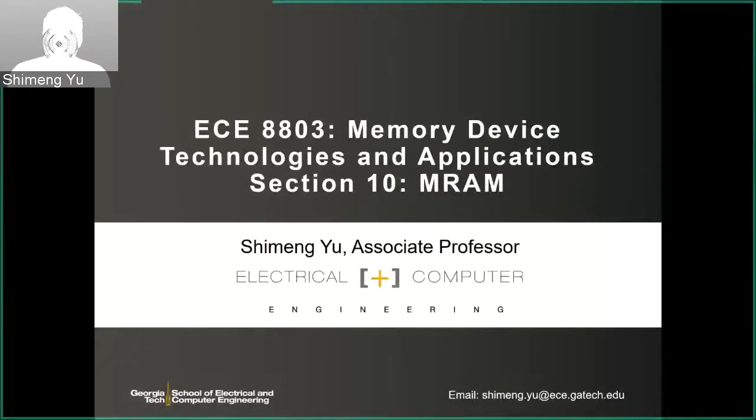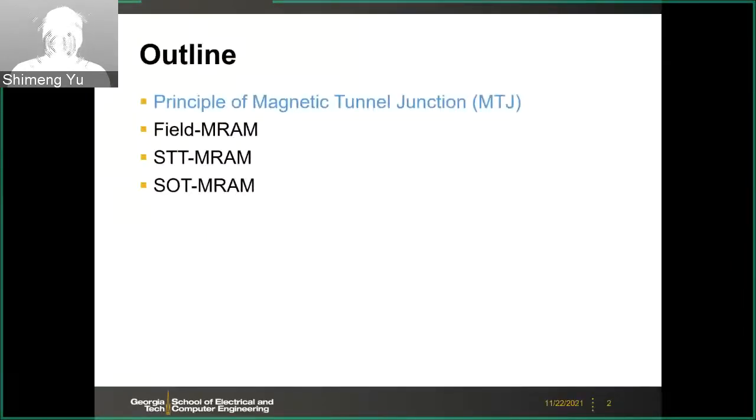We're going to discuss MRAM, magnetic random access memory. This is one of the emerging non-volatile memories. First, we will discuss the principle of the MTJ, magnetic tunnel junction, and then we will discuss three kinds of MRAM device structures. First is the field MRAM, second is STT-MRAM, third one is SOT-MRAM.